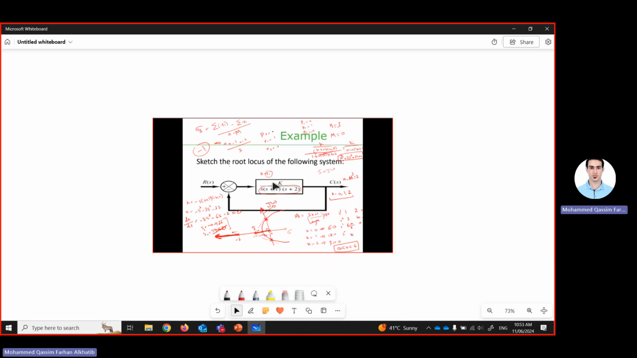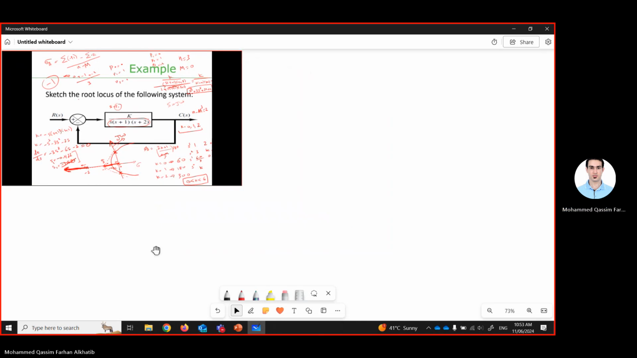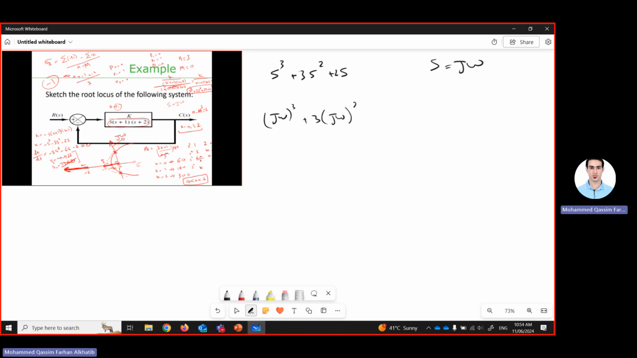Control V, perfect. So I have my slide here. And we said we'll do the case. So I have s cube plus 3s squared plus 2s. And we said we'll substitute s by j omega. So I will have here j omega cube plus 3j omega squared plus 2j omega.